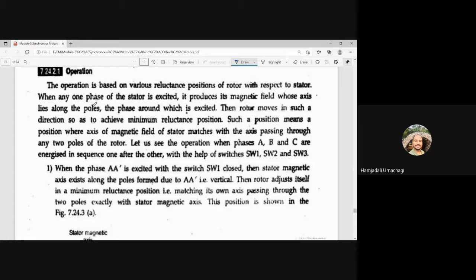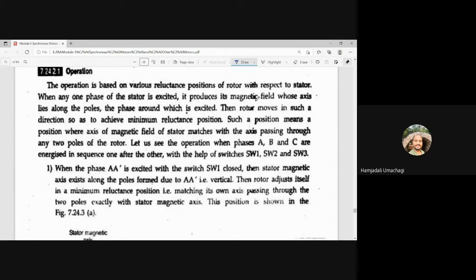Suppose we excite phase A dash by closing switch SW1. Then the phase which is excited is going to have the magnetic field. Closing switch SW1 means we give the power supply for phase A dash, and there the magnetic field will be created, along pole A dash. That magnetic field that is available now is the minimum reluctance position.